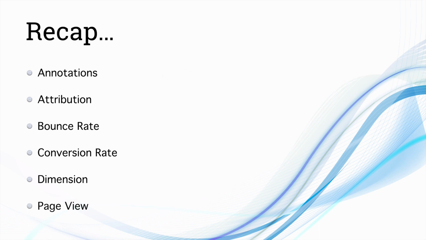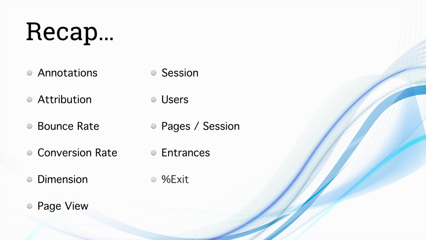You have page view. Every time a page loads, a page view is counted. You have session. A session is a visit by a user in a 30-minute period. Users are unique users who are visiting from specific devices, so they are categorized as users. Pages per session is the average number of page views in a particular session. You have entrances, the number of people coming to a specific web page in a given frame of time. Then you have percentage exit, which is the percentage of people exiting from a specific web page after they have entered that web page.